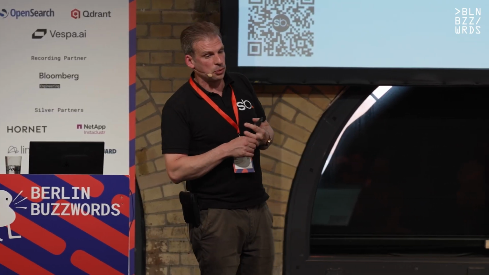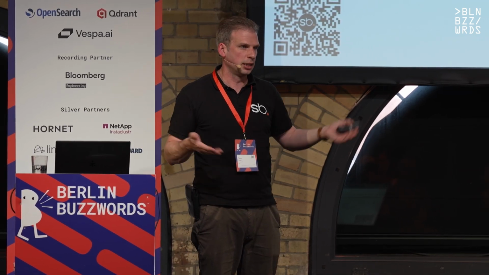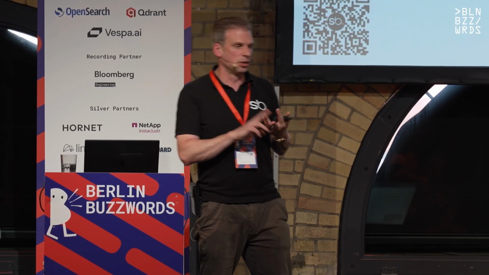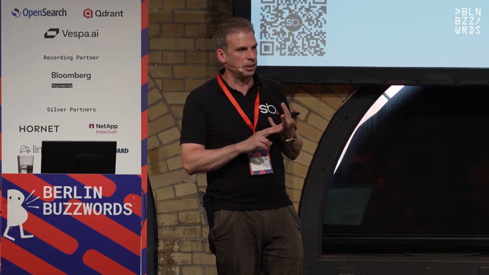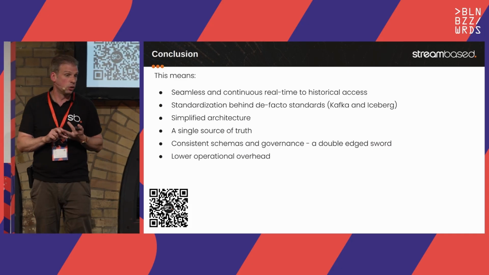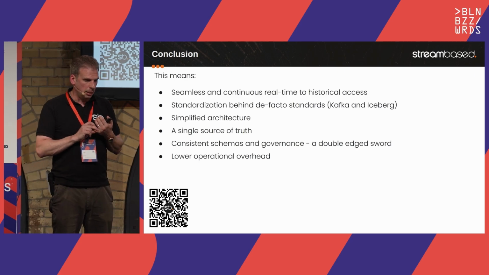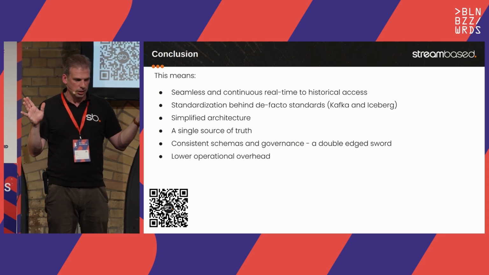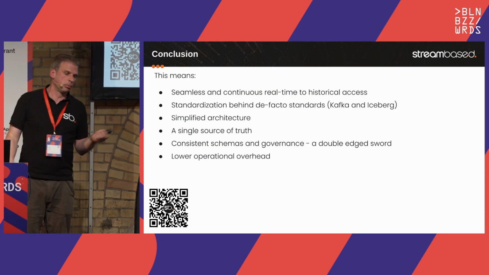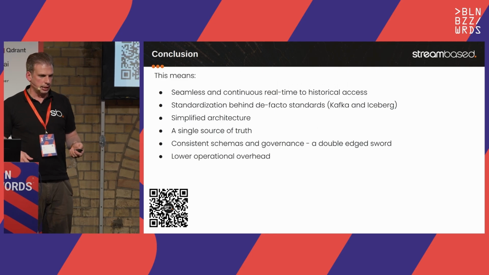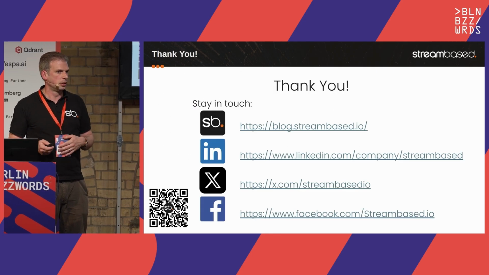We've also standardized behind de facto standards. We have Kafka and Iceberg. They won. They're everywhere. This is what we want to be using. We've lost a lot of bloat. We lost a lot of ETL. We lost a lot of duplication. We lost a lot of transformation that we were doing for technical-only reasons. And we've gained a single source of truth. I just mentioned we have consistent schemas and governance, and a lower operational overhead that goes with it. And I think with that, I am just about done.